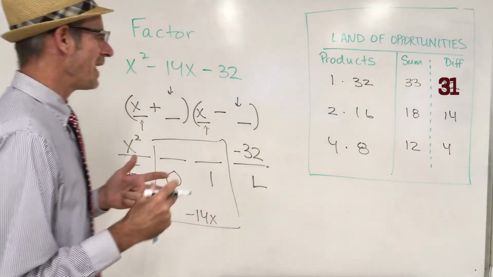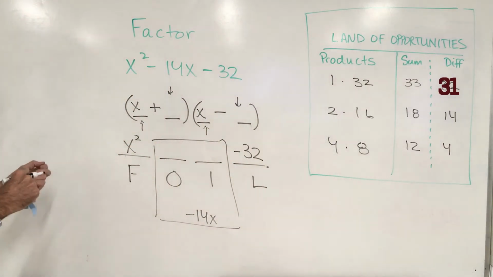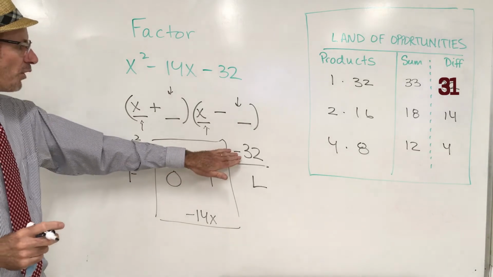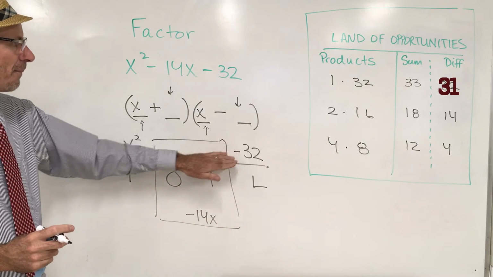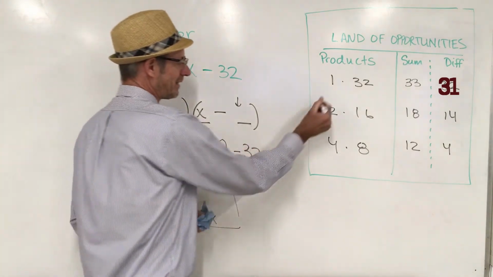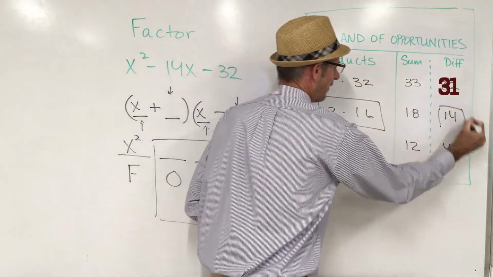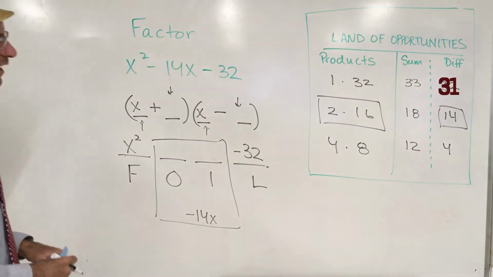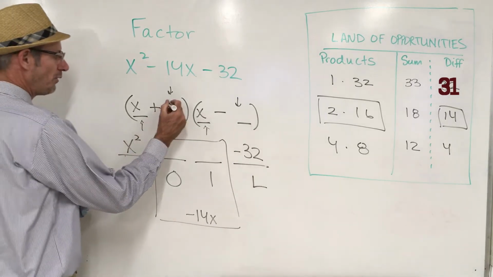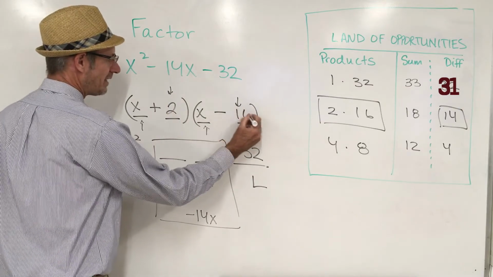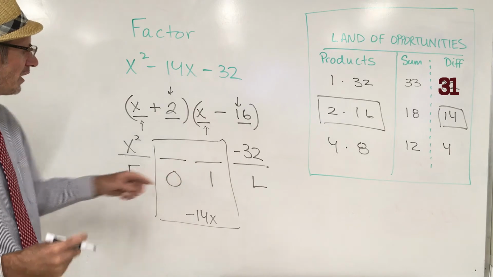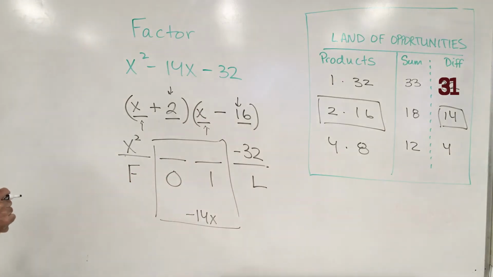So which combination should I use? 1 and 32, 2 and 16, and 4 and 8. Well, the only combination that has a chance of multiplying to negative 32, but of having a sum or difference of 14 is those numbers right there. So I want to use 2 and 16. So I'm going to put the 2 here and the 16 here. And so 2 times 16 is negative 32. So my lasts are working out correctly.